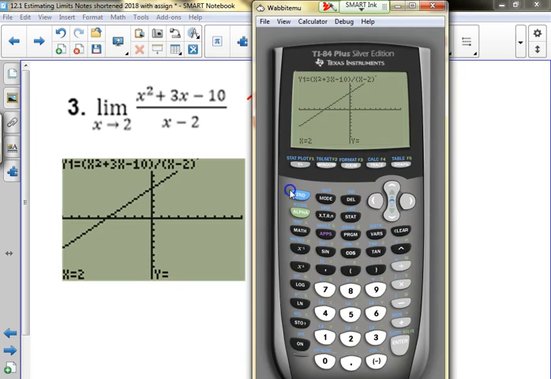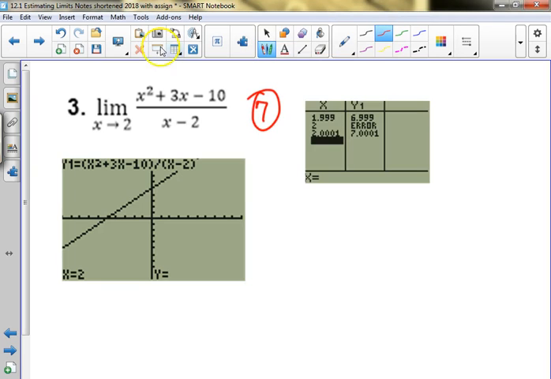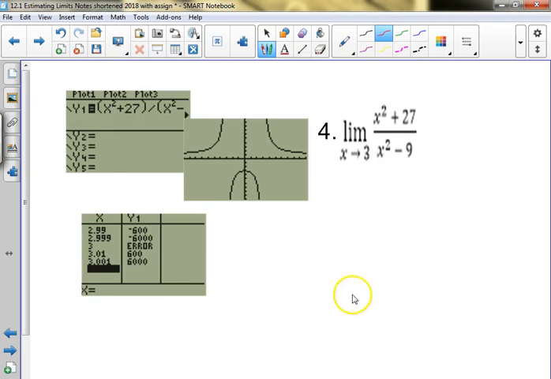Okay, are you getting how to do this a little bit using the table thing? Okay, as close to 2, so 1.99999. What's the other side of 2? 2.001. Those are both really close to 7. I'm golden. Okay.